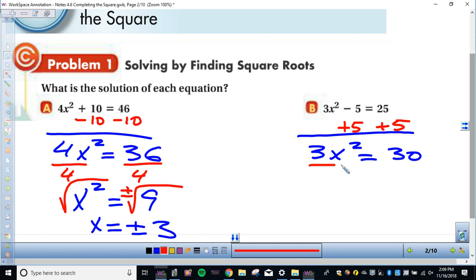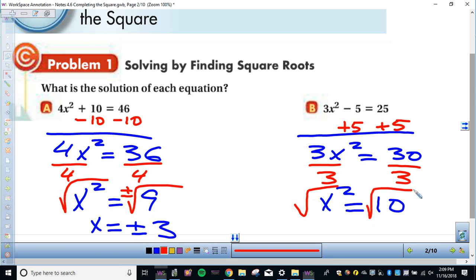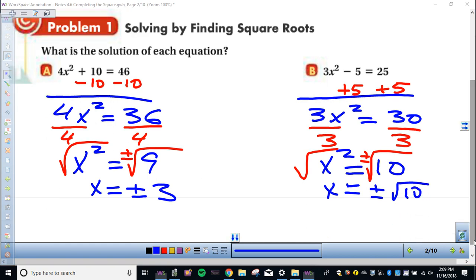Then you divide both sides by 3. You get x squared equals 10. Then we're just going to square root both sides. Square root. Don't forget the plus or minus. Excellent. So x equals plus or minus square root of 10. So square root of 10 you cannot simplify. If you do square root of 10, you get like 3.16 something or other.